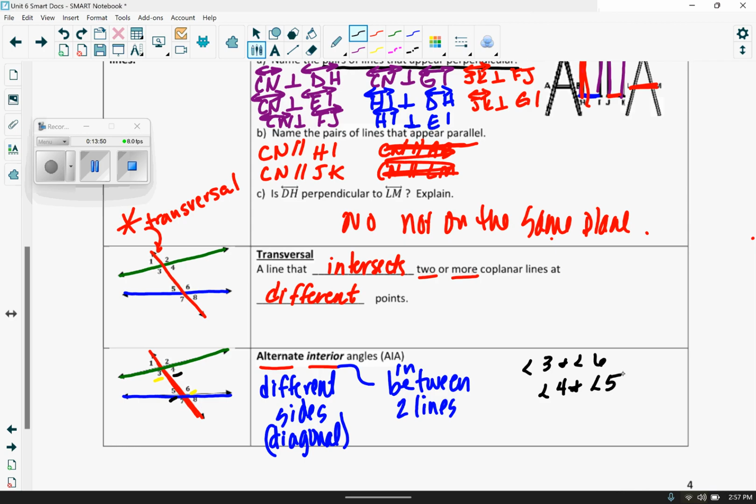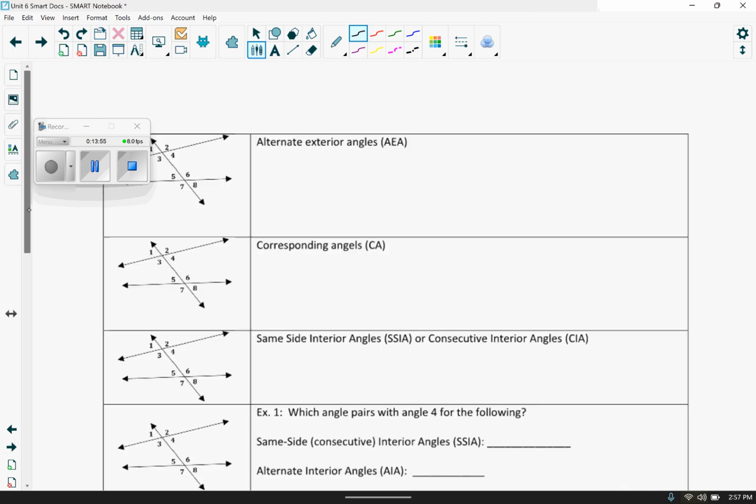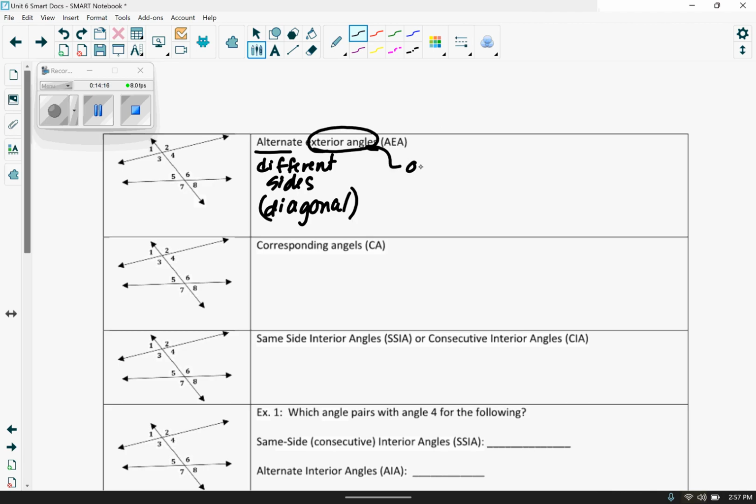Or alternate interior angles. Then I go over here on the next page. I want alternate exterior. So that alternate means different sides. And diagonal. Exterior means out.